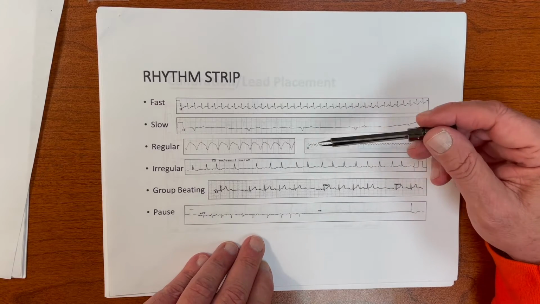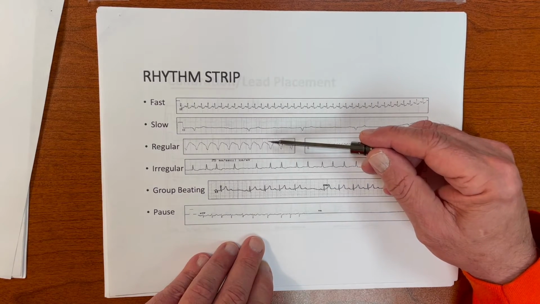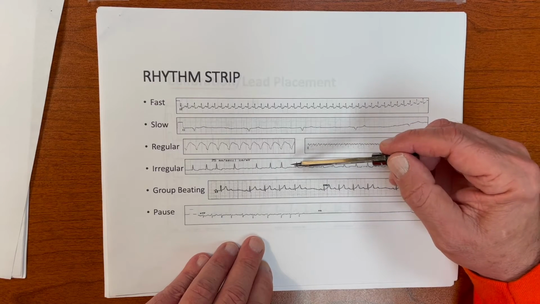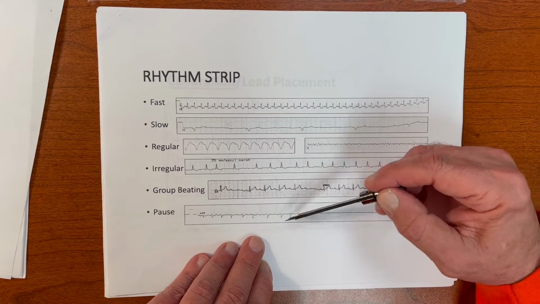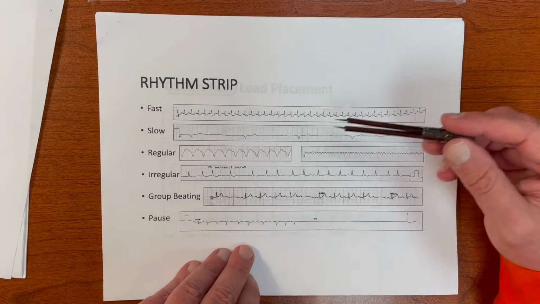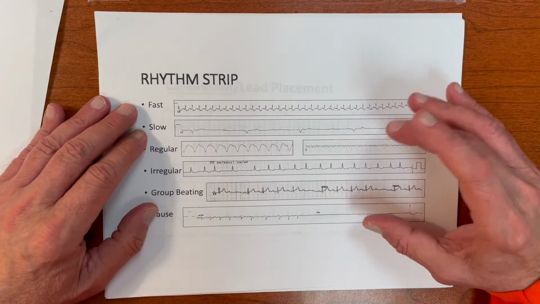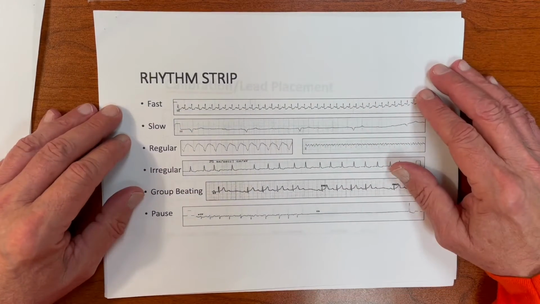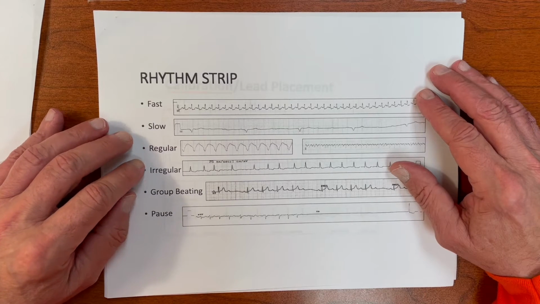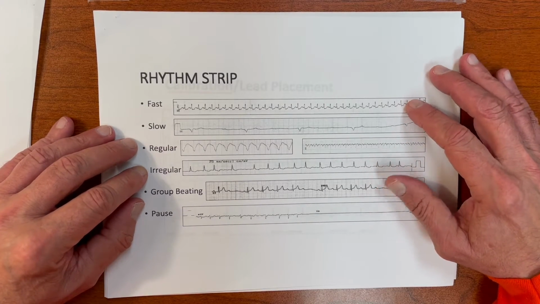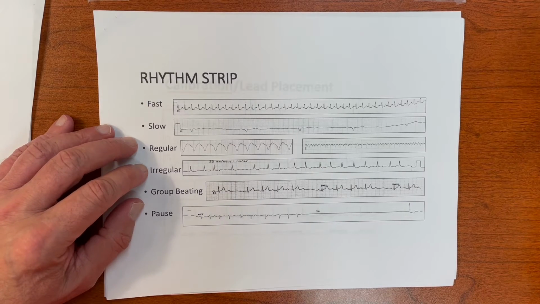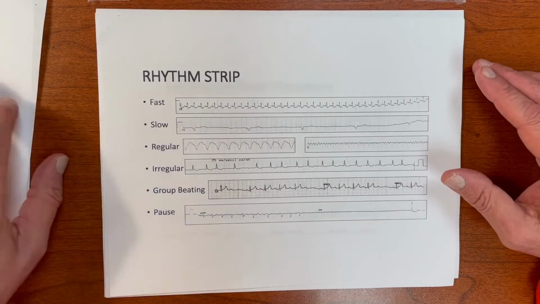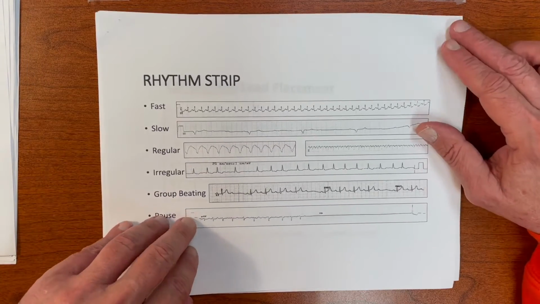I'm also going to have to note the width of the QRS, so it would be wide or narrow. Is it irregular versus regular, like we mentioned? Is there group beating? Very important. Or is there a pause? Each time we hit one of these combinations, let's say we're looking at an EKG and we go, well, it's irregular and fast and narrow. Well, that's one differential diagnosis, okay? Versus if it was regular and fast and narrow. That's how we're going to generate a differential. That's how we're going to learn to read rhythm.